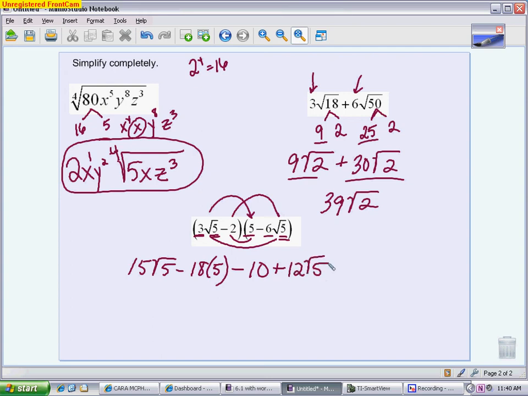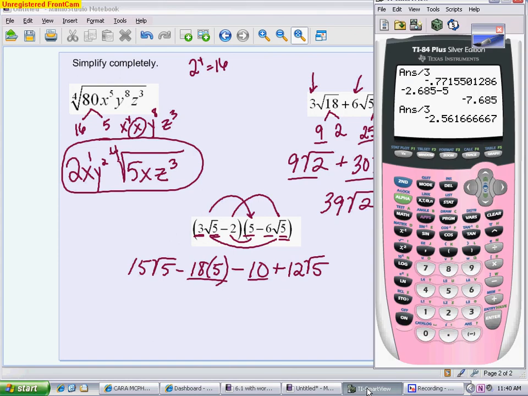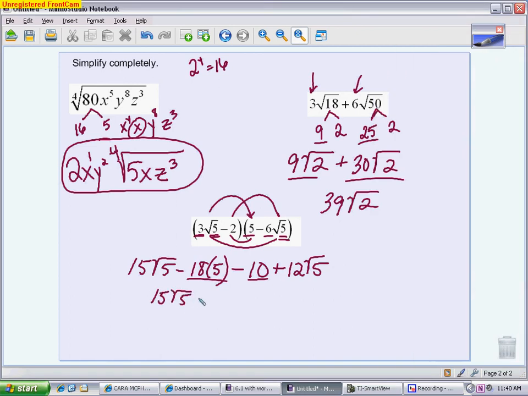A couple things that I can do is I can multiply this together. I can figure out what 18 times 5 is. And again, if you need a calculator, just come over and type 18 times 5. So I get 90. So I'll have 15 radical 5 minus 90 minus 10 plus 12 radical 5. I'm going to add the like pieces together, so those two can be added, and those two can be added. So my final answer, I have negative 100 when I add negative 90 and negative 10, and I have 27 radical 5 when I add my like radicals together.